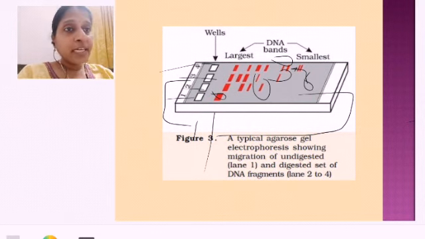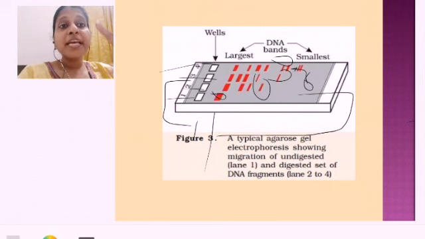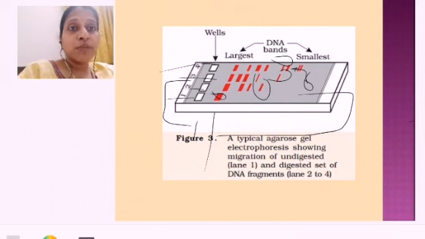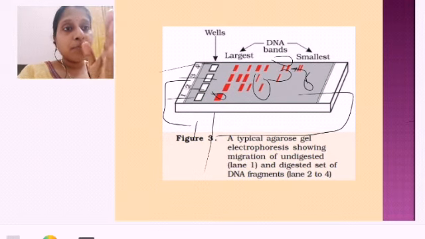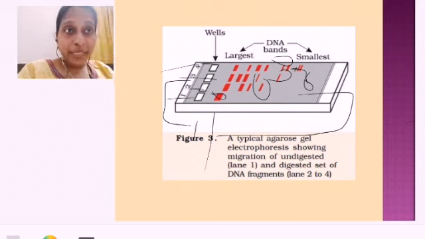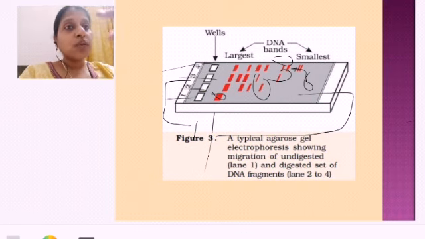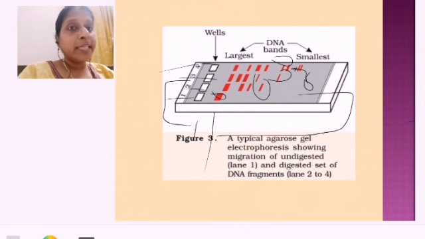So you get bands of DNA. All the fragments are separated based on their size: the smaller ones move farther, and the bigger ones stay nearer to the well. That is how the DNA fragments are separated. Now, how do we see these DNA fragments? You cannot see them just like that, so we have to stain them. After passing electricity, the agarose gel is stained with ethidium bromide.